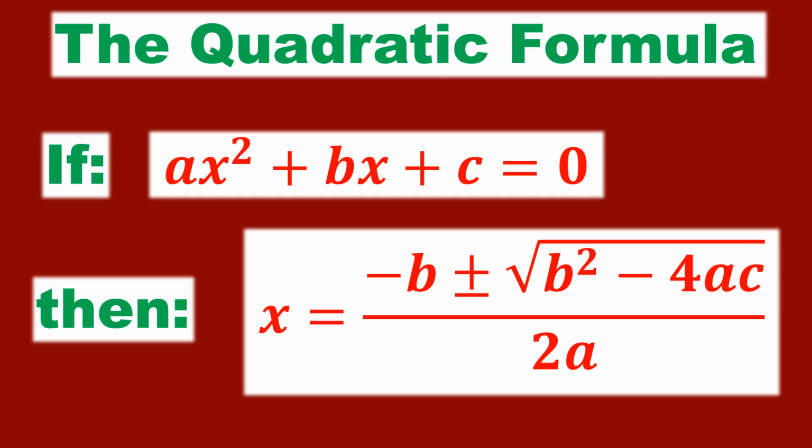Now this may seem like a very complicated formula, but it's so useful you are going to learn it very, very quickly. Now just remember, a quadratic equation has two solutions, and that is the reason for the plus and the minus in the middle.